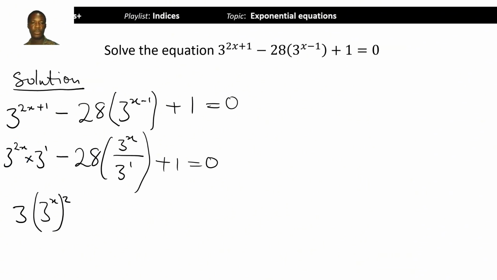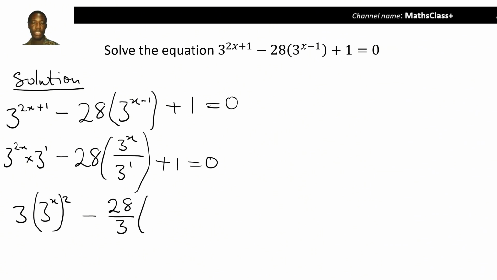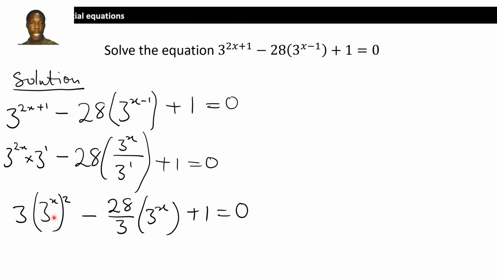Okay, so we continue. We have 28. We can bring out the 3. So 28 over 3 multiplying 3 to the power x plus 1 equals 0. Now we've got 3 to the power x here, and then we also have 3 to the power 2x here, just like we had in the previous example.